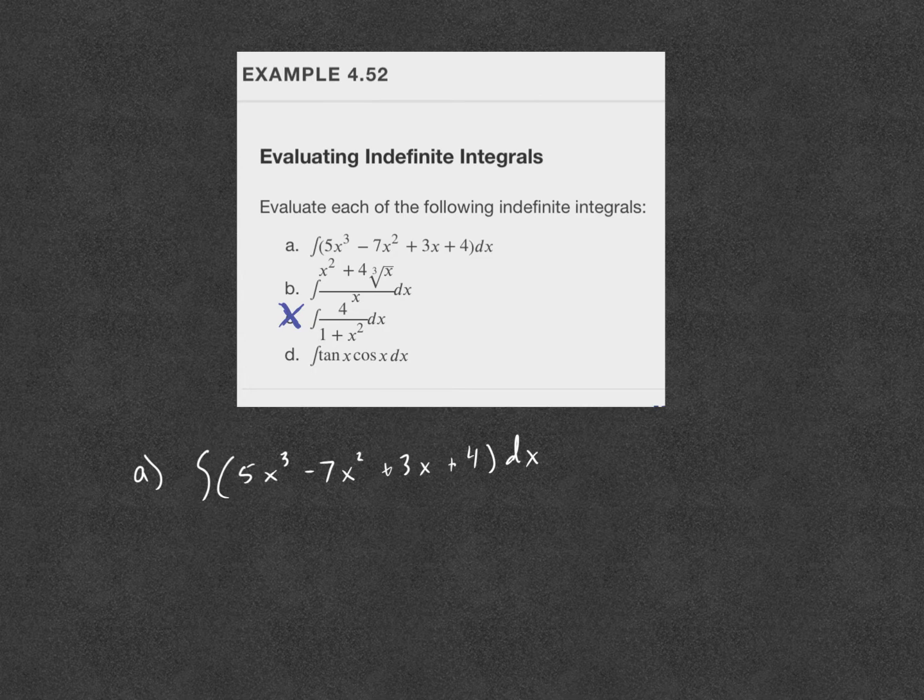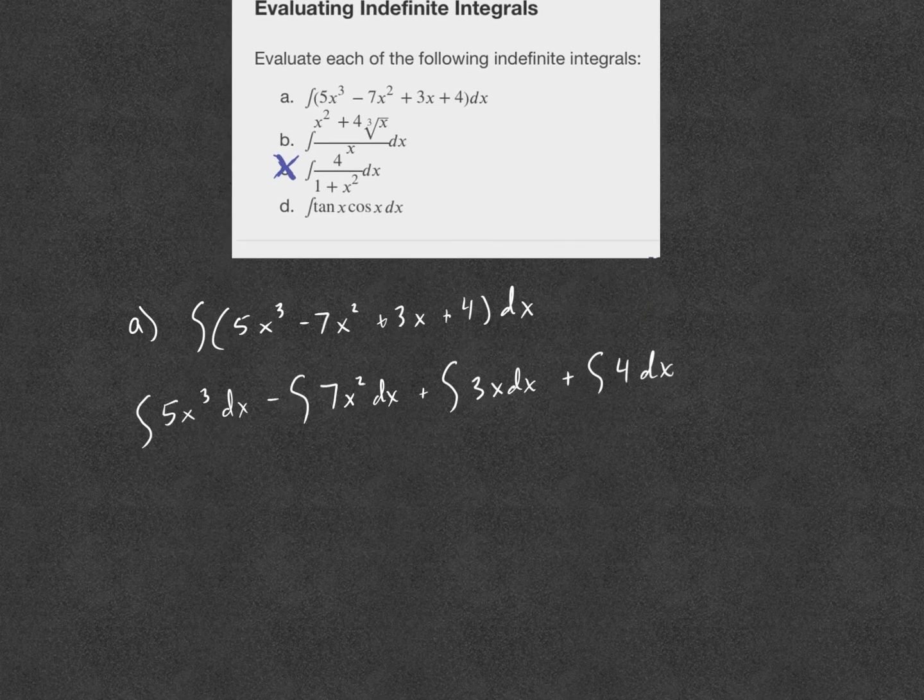So this is the integral of 5x cubed dx minus the integral of 7x squared dx. The dx tags along. It just tells you what the variable is that you're integrating in terms of. Plus the integral of 3x dx plus the integral of 4 dx. Again, very inefficient. I could write out one more step where I pull the constants out, but the rule up at the top just says that the constant tags along, and we key in on the x part.